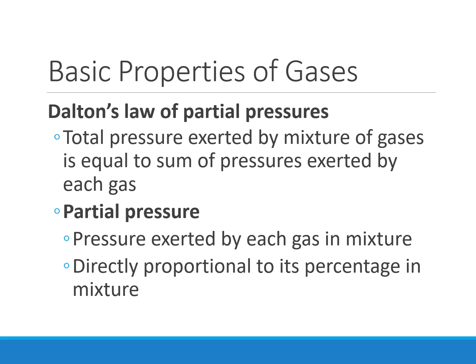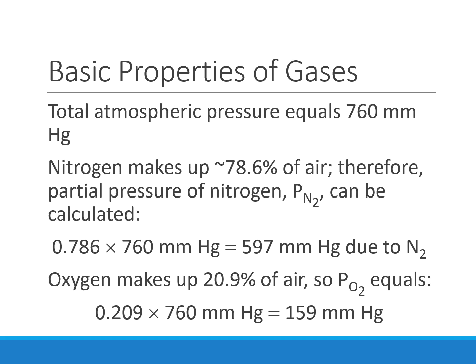So the partial pressure is the pressure exerted by each gas in that mixture, and that's directly proportional to the percentage in the mixture. So here's how you look at this. The total atmospheric pressure we've already declared as a constant at 760 millimeters of mercury. Unless you go up way high on a mountain or you go scuba diving way, way deep, it's going to be 760. So 760 millimeters of mercury is our standard.